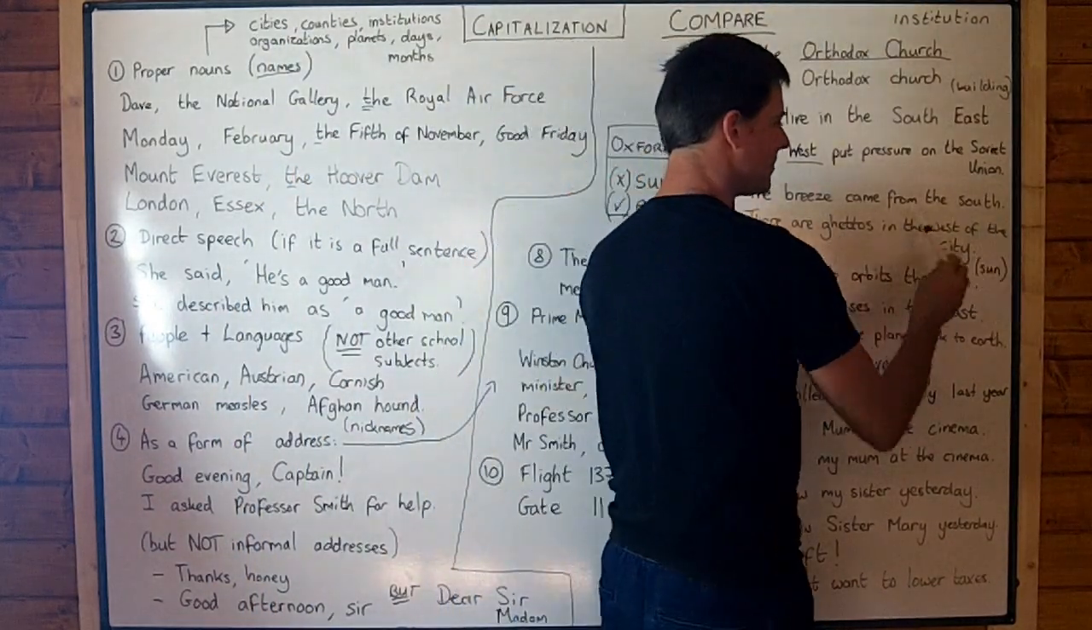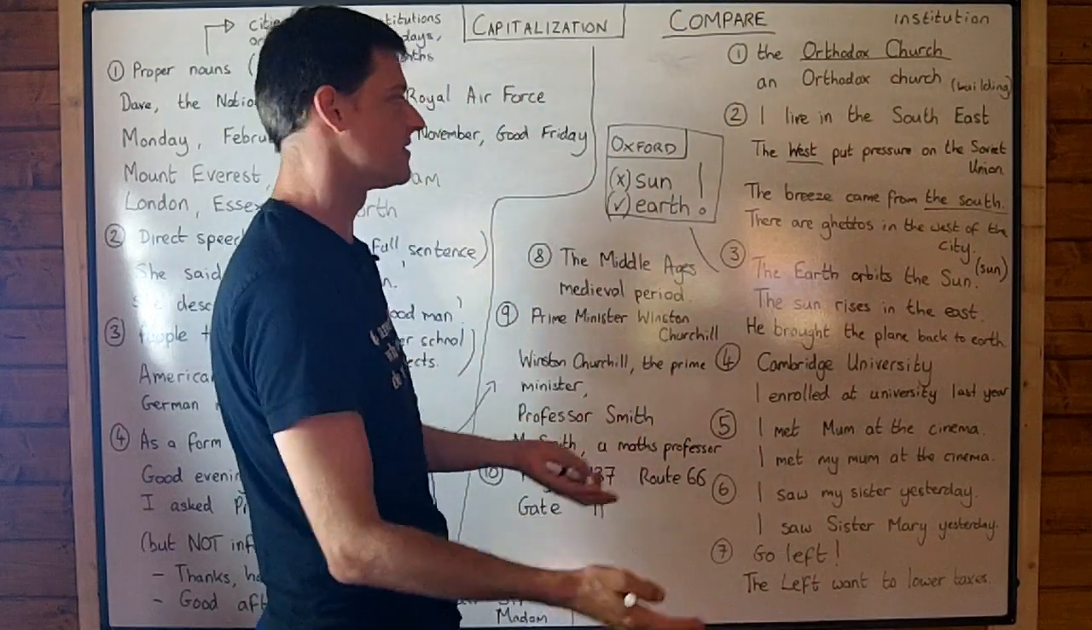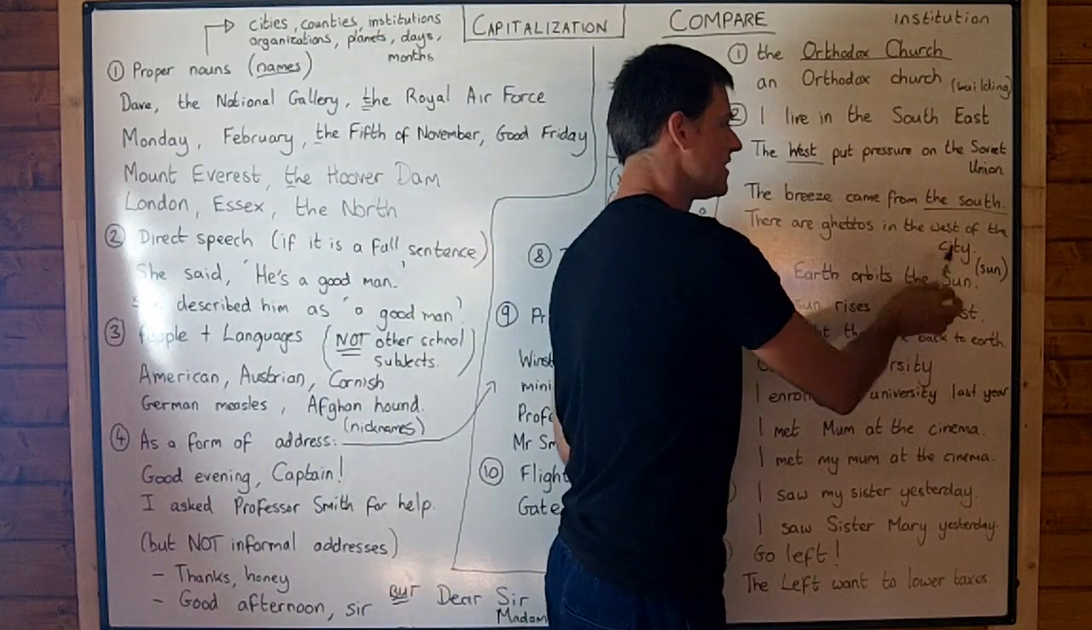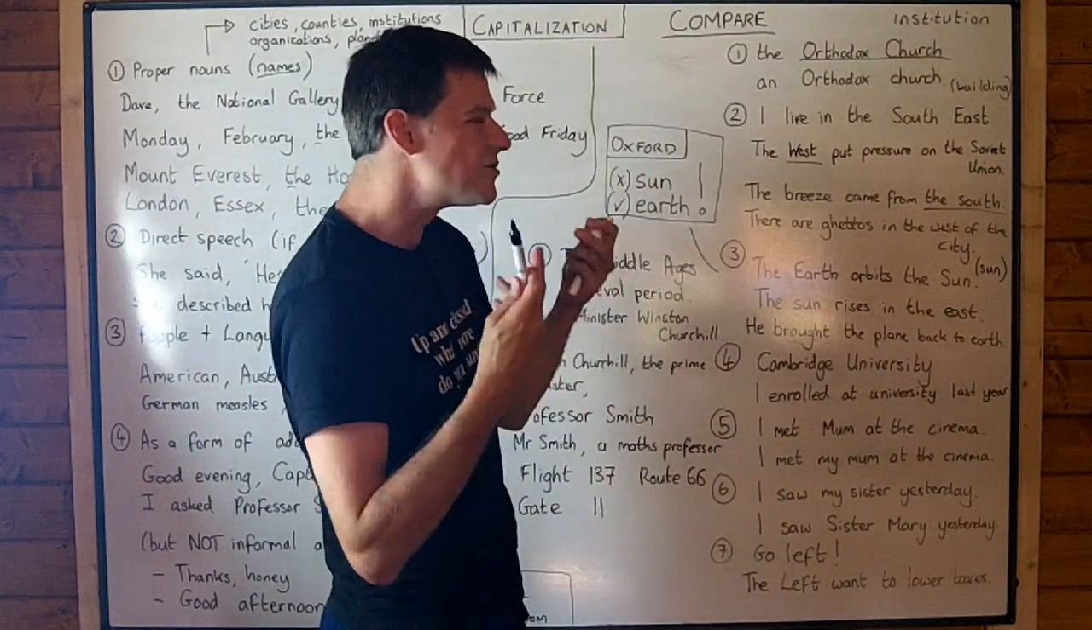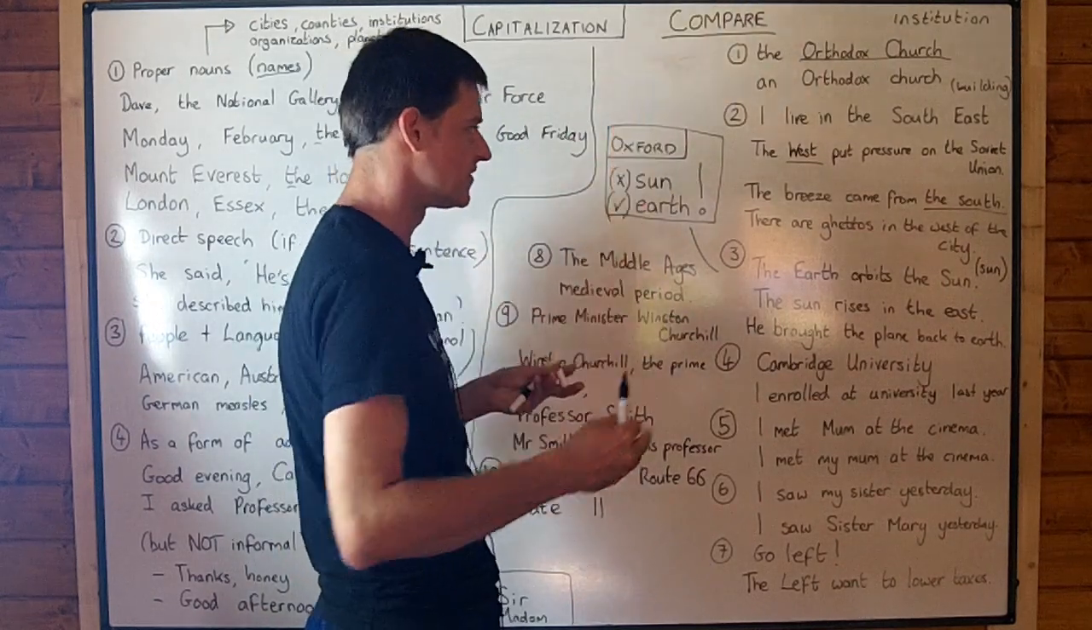But the breeze came from the south, meaning just the compass point, just that direction. When you just mean that direction, you just use a small letter. Or there are ghettos in the west of the city. Here it's not a name, you're just saying in the west of the city, not the east of the city or the north of the city.